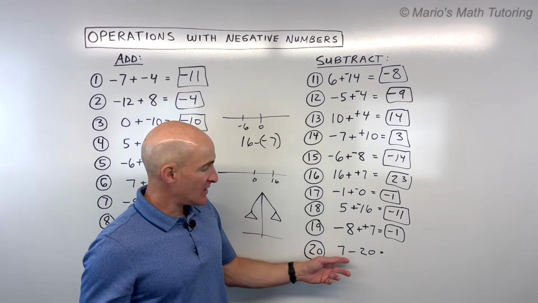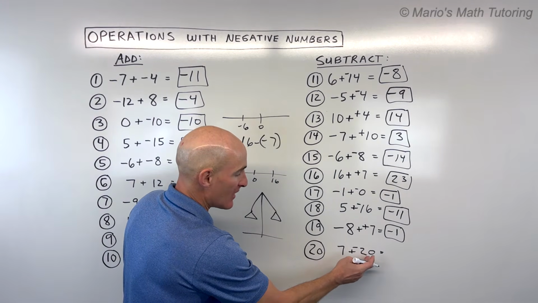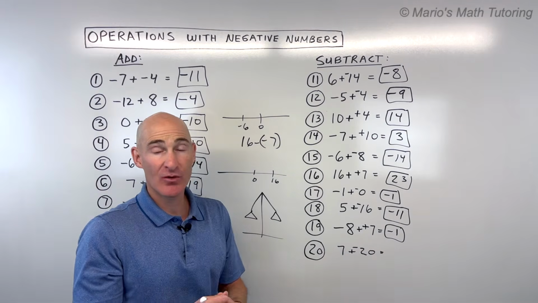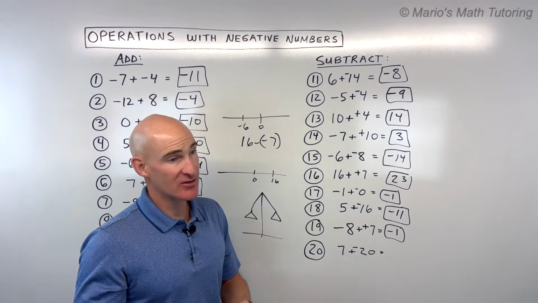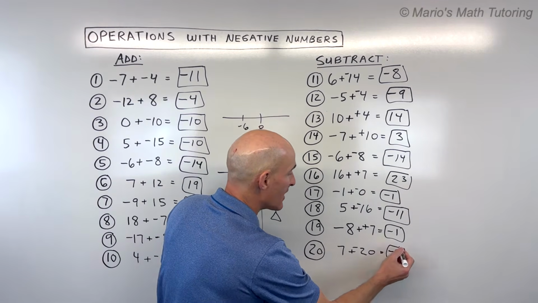And then for number 20, 7 minus 20, subtraction is like adding the opposite. We've got more negatives than positives. How many more? Well, just take the bigger number minus the smaller number. 20 minus 7 is 13. It's going to be a -13 because I have more negatives than positives.